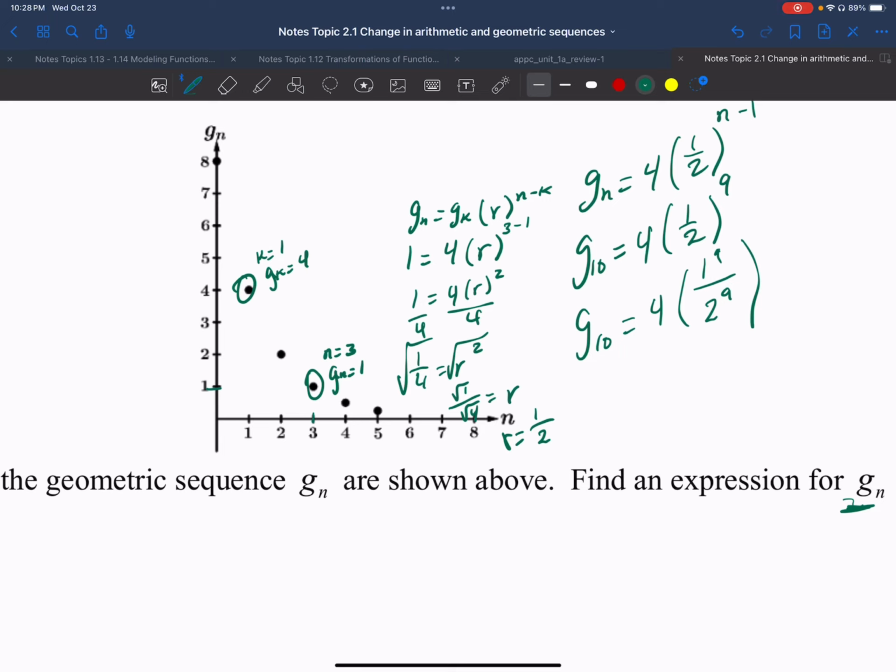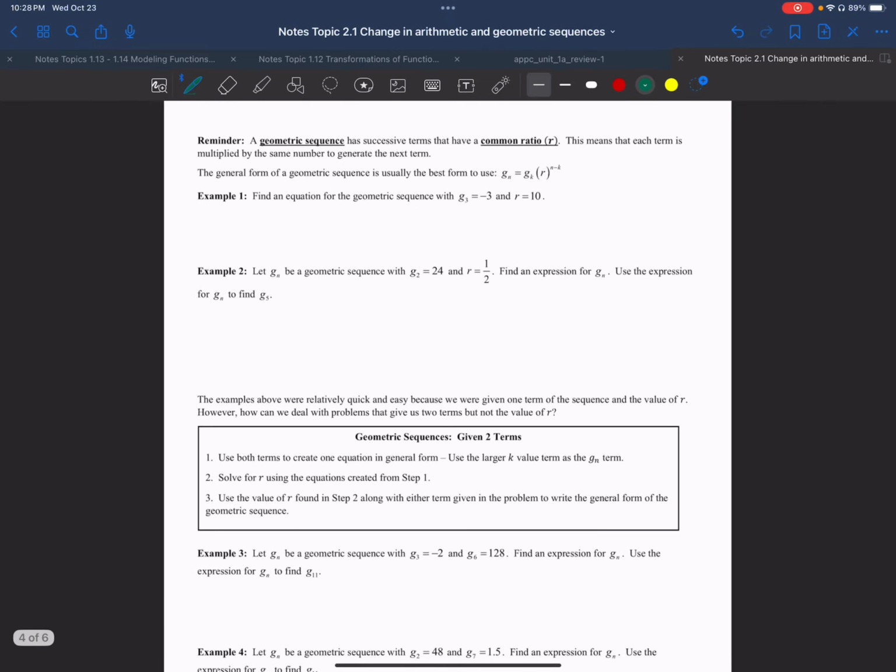So now I'm going to say g of 10 is equal to 4, and then 1 to the 9th is 1. 2 to the 9th is going to be 512. So multiply 2 by itself 9 times until you get your answer. After that, I'm going to say that g of 10 is equal to 4 over 512. I don't want to simplify because I don't want to make a mistake simplifying it and getting the wrong answer. Okay, looking at the next part.